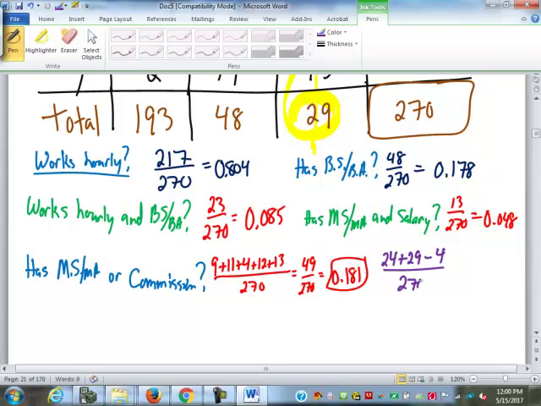That's still out of the 270. So that would still be 49 out of 270, or 0.181.